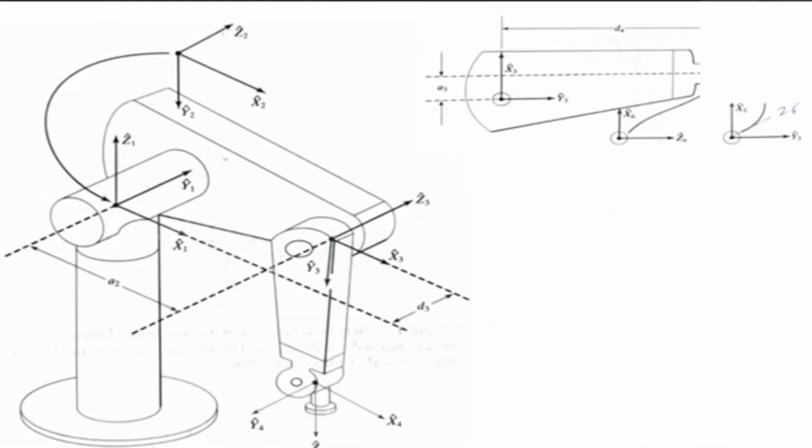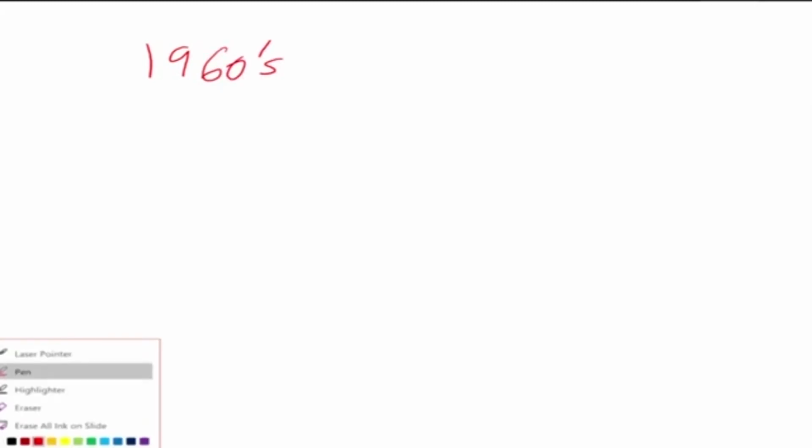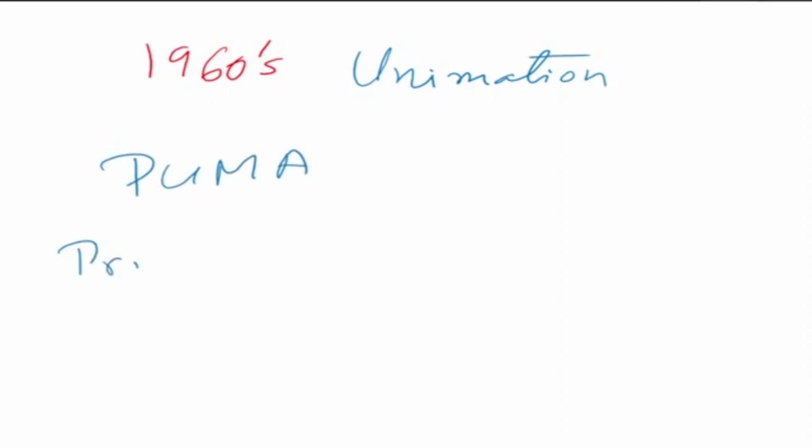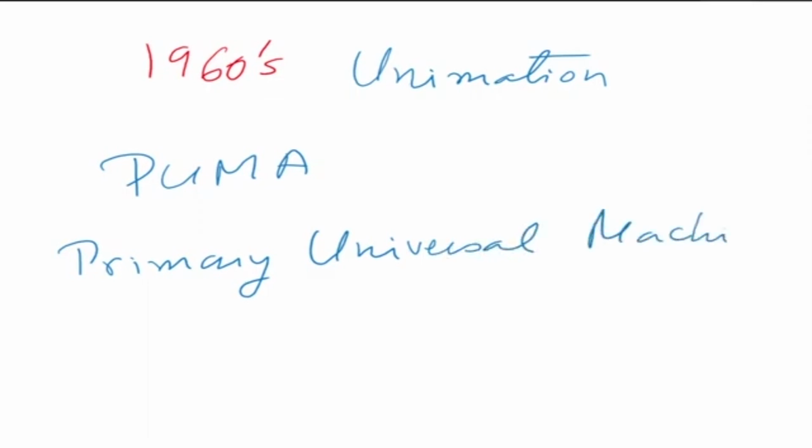Now let's look at an industrial manipulator, like the Puma robot. The Puma robot was one of the first robots, made about the 1960s by the Unimation company, and it was basically made for assembly. Puma stands for Programmable Universal Machine for Assembly. So that's where the name Puma comes from.